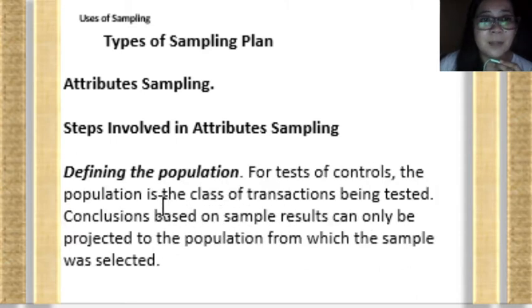So next step is to define the population. For test of controls, the population normally is based on the class of transactions being tested. Conclusions will then be based on the sample results and can only be projected to the population from which the sample was selected. So for those items which are different and not part of the population, it will also be subjected to another evaluation.